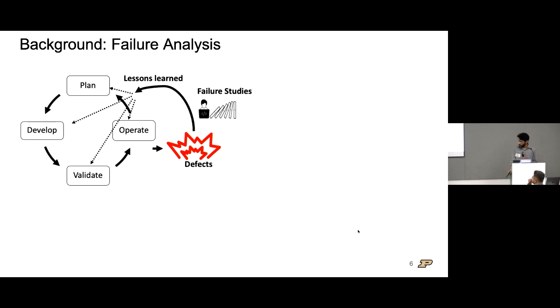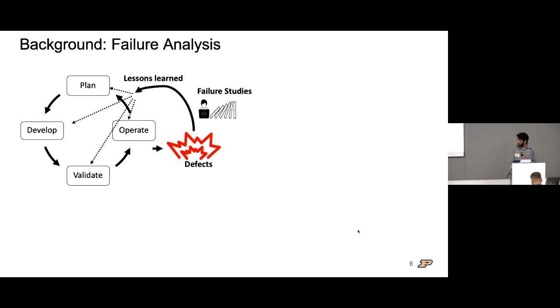So in the software development lifecycle, typically you plan a project, you build it, you validate it, and then when everything seems to work, you deploy it, and then when it's operating, things go wrong as they always do. And these bugs, they're undesirable, and it's helpful to understand why they happen. And to do that, academics and industry investigators do these things called failure analyses or failure studies. And the goal of these studies is to essentially understand the causes of these failures and how to prevent them.